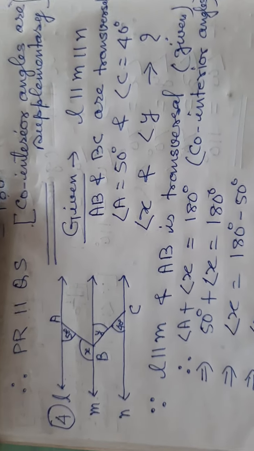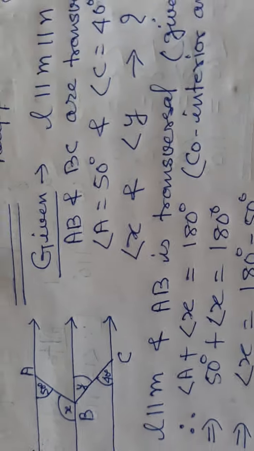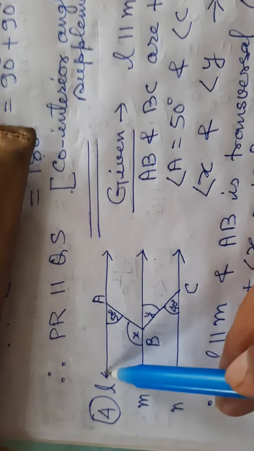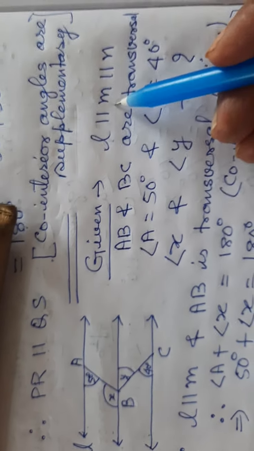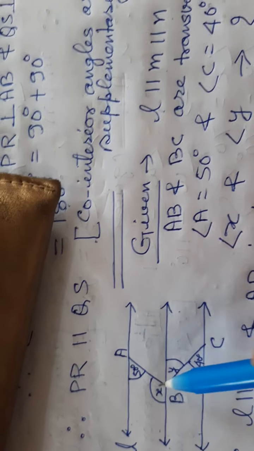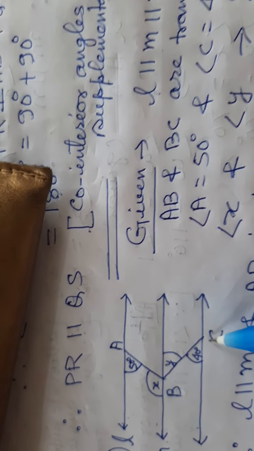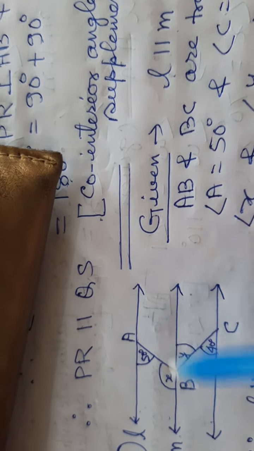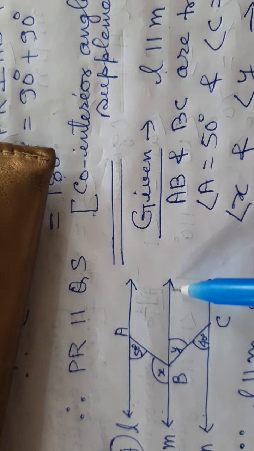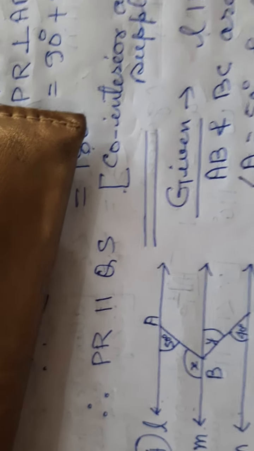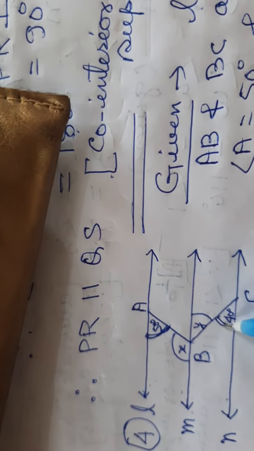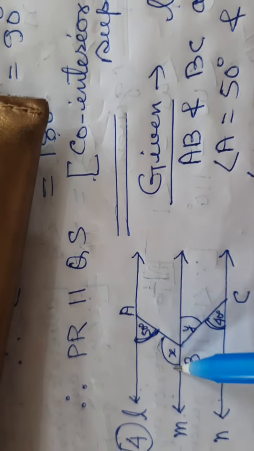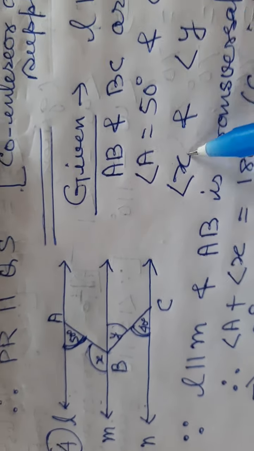Now, question number 4. In the figure, L parallel M parallel N, L, M and N are 3 parallel lines. AB and BC are transversals. AB is a transversal of L and M, BC is a transversal of M and N. Here given angle A is 50 degrees, angle C is 40 degrees. We have to find angle X and angle Y. X and Y, how much?